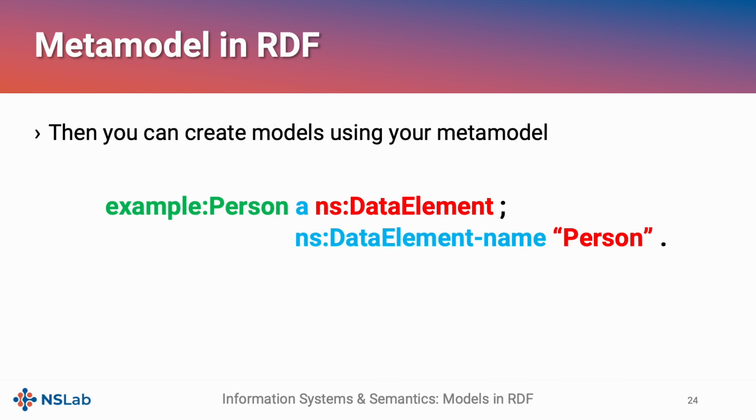So with such a meta model, where we defined what is a data element and what is a data element name as a property, we can use it to create models using that meta model. For example, here we create again person, but now not as an RDFS or OWL class, but as an NS data element. And we can also use the property here, NS data element name, to give it an actual name, in this case person as a string. And we can see that we comply here with the ontology or with the meta model.